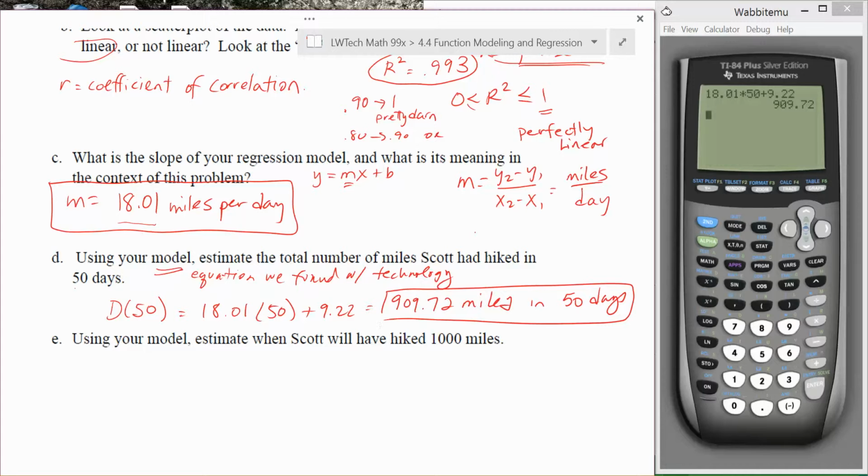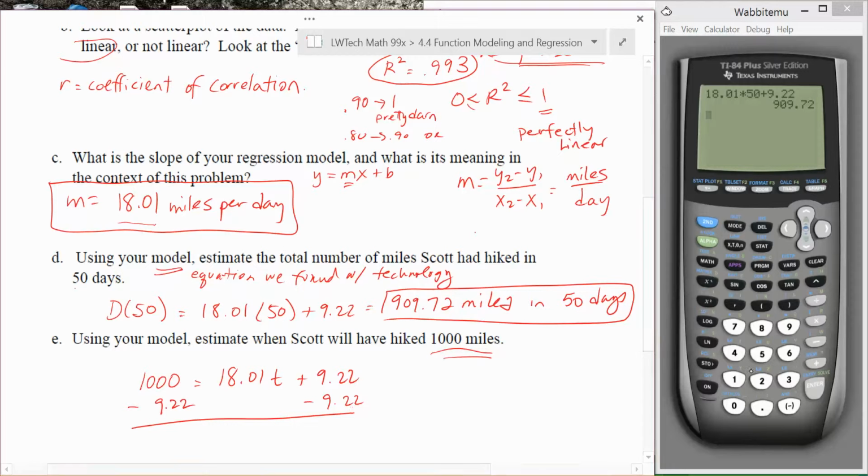All right, the last question that we have here is, using our model, estimate when Scott would have hiked 1,000 miles. We're still going to use our equation, but this time we know the distance. So we want to put that in the output location of my formula. We're going to let D be 1,000, and then we want to find T this time. Now this is just a simple linear equation that we can solve. In this case, we'll subtract 9.22 from each side first.